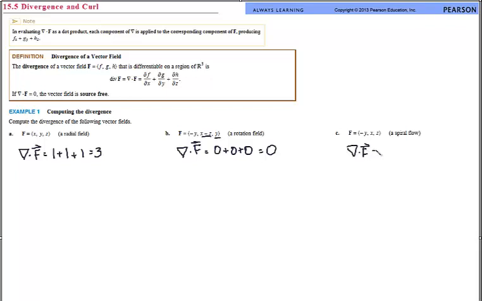For C, same thing again. Do the dot product here, which means I just take the partial of each one. The partial of the first one with respect to x is 0. The partial of the next one with respect to y is 0. The partial of z with respect to z is 1. This equals 1. What this means is that x and y don't contribute at all to the divergence, but the z component produces a non-zero divergence, which means that it expands out in a spiral flow as noted here.